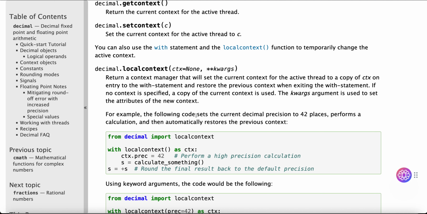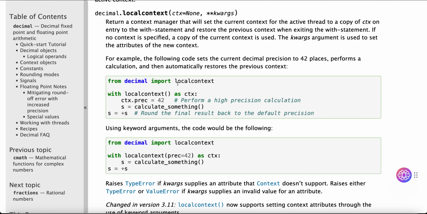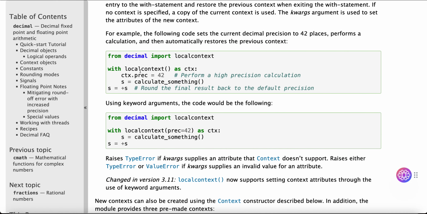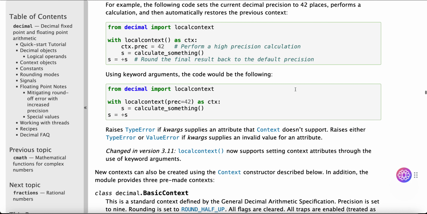For example, the following code sets the current decimal precision to 42 places, performs a calculation, and then automatically restores the previous context. From decimal import localcontext. With localcontext() as ctx: ctx.prec = 42, s = calculate_something(), s = +s, which rounds the final result back to the default precision.